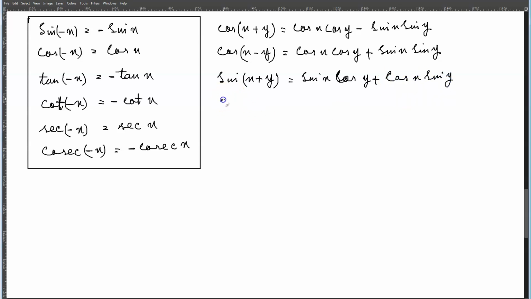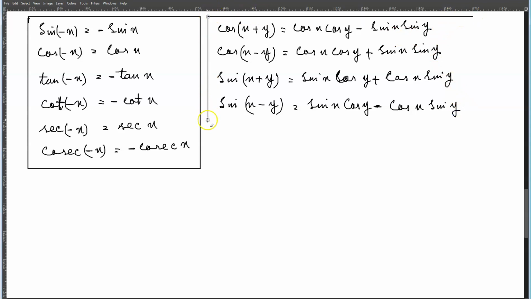Then we had the sine of x minus y, which is sine x cos y minus cos x sine y. That is the second group of formulas that you need to remember and use. So if you have to write them down and remember them, please do so, because you do need them wherever you go in trigonometry.